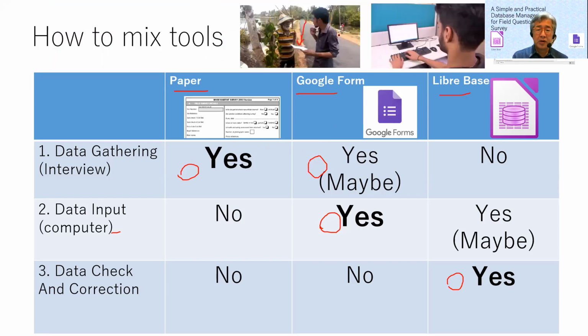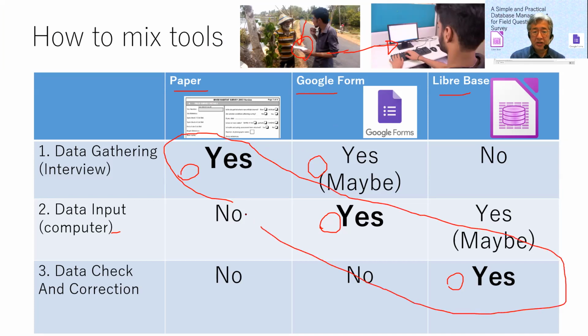Since Google Form is workable on a computer, it's better to use paper first, and later go to your home or office for the data input. Okay, so this is for myself. This is the best combination of how we construct a database system.